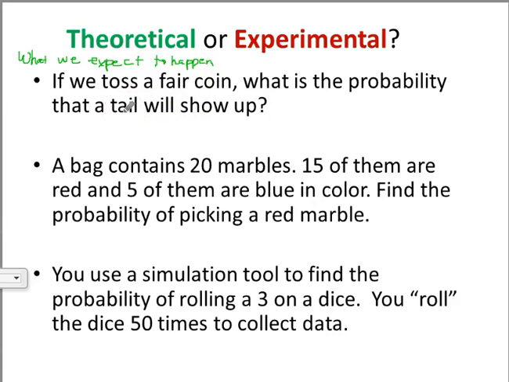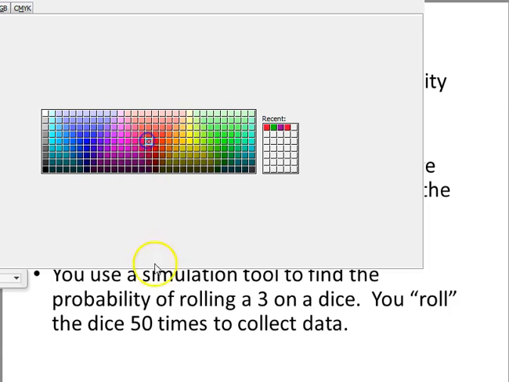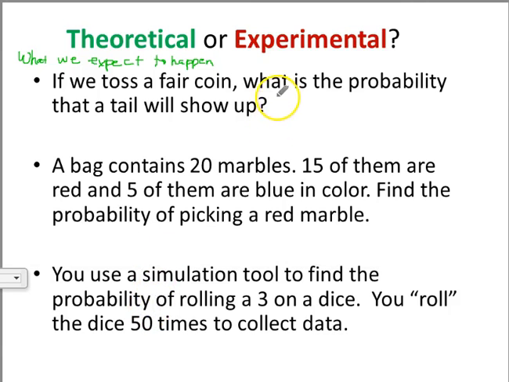An example of theoretical probability is if I were to ask, what is the probability of getting heads or tails when you flip a coin? We would say 1/2, because theoretically we know there's a 1/2 probability. Experimental, on the other hand, is what actually happens when we try a situation out.